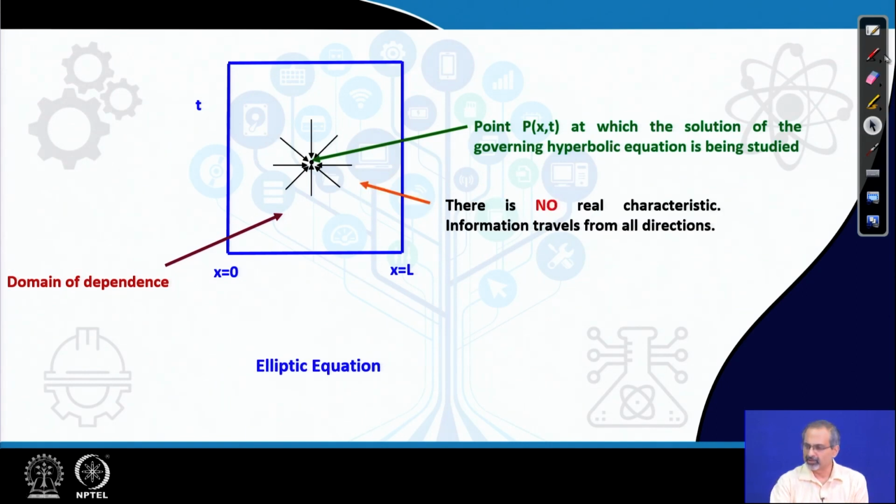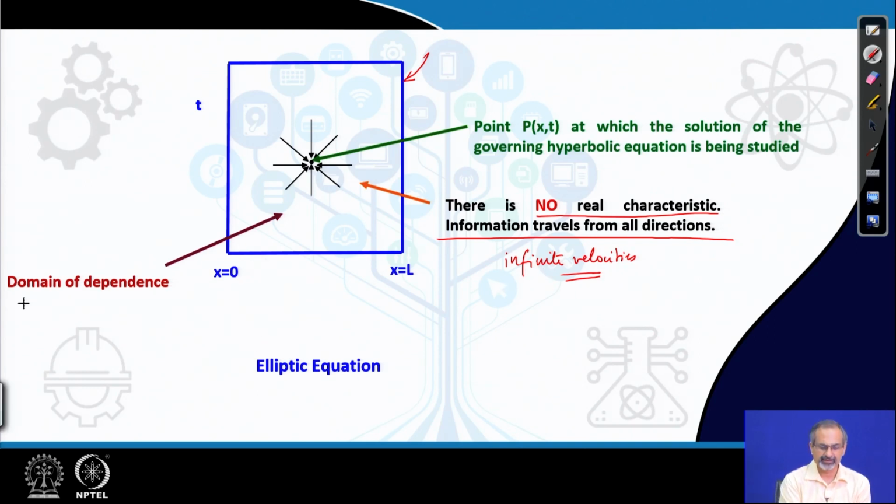When it comes to elliptic equations, how does it look? We have first of all a closed domain, and then if you are looking at that point p x t, since there are no real characteristics, information travels from all directions first of all, and it travels at infinite velocities. There is no time delay for the disturbances or information to propagate to that point and influence that point. Therefore, the entire region is the region of dependence, or domain of dependence, which influences that point.